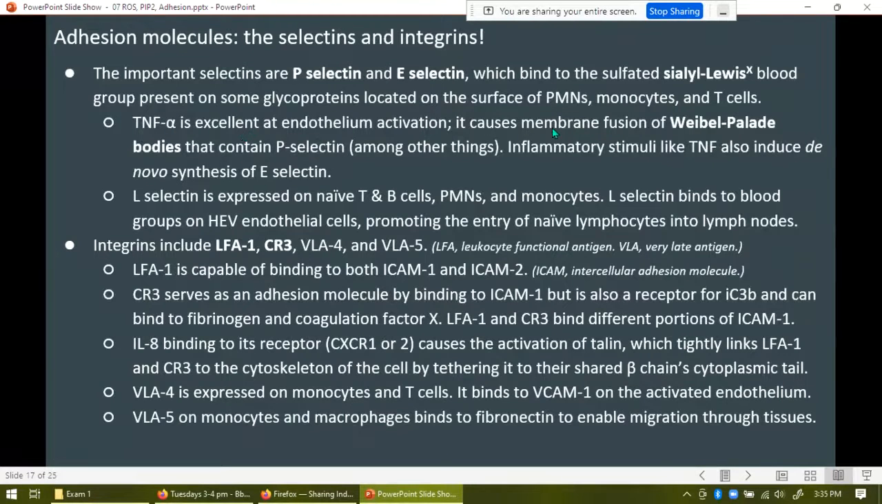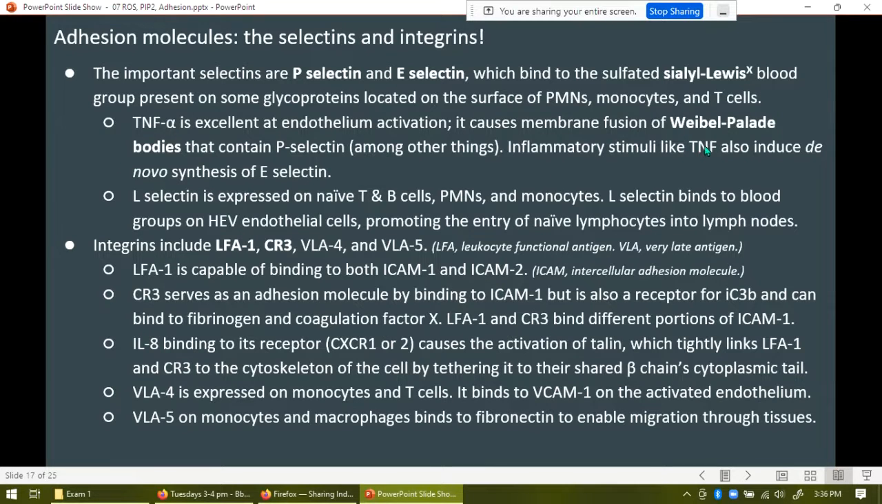Tumor necrosis factor causes membrane fusion of these granules inside endothelial cells called Weibel-Palade bodies. Weibel-Palade bodies are pre-synthesized inside endothelial cells that are waiting to be stimulated with inflammatory cytokines. Weibel-Palade bodies store the protein P-selectin. It's pre-made and it comes first. And tumor necrosis factor is going to cause the fusion of these granules with the membrane on the blood side of the endothelial cell.